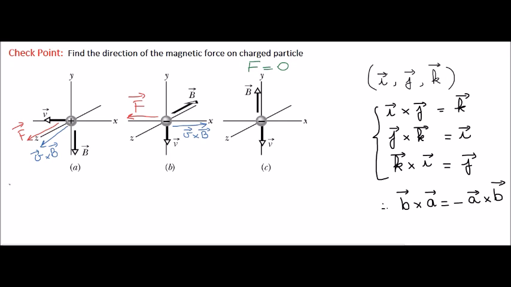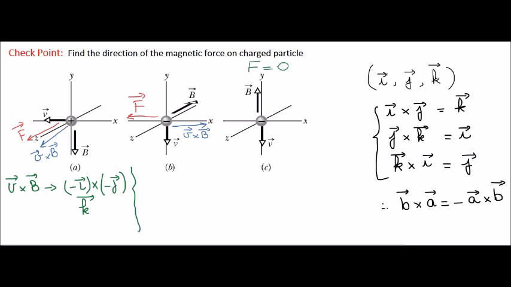How have we been doing that? What is the direction of V cross B? So V cross B: V is in the minus I direction, cross B, which is in the minus J direction. I cross J, that's just K. And since I have a positive charge, that's the direction of the force.